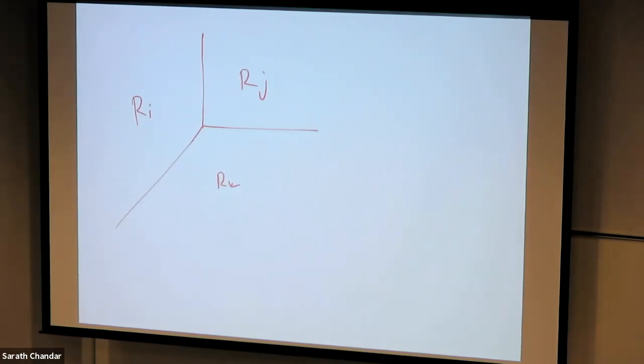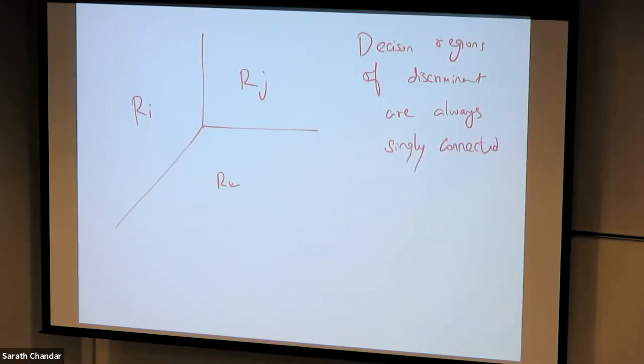Now I can in fact prove this. This is a very simple thing. The decision regions of such discriminants are always singly connected and convex. What do I mean by singly connected? They are not going to be in different regions. It's going to be in one place together for one class. And it is convex in the sense that you take any 2 points, and any point that is in between is going to have the same class.